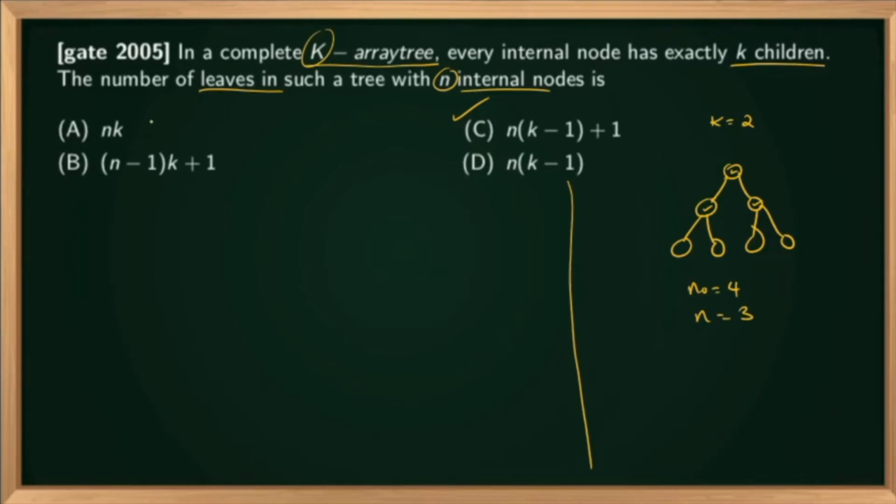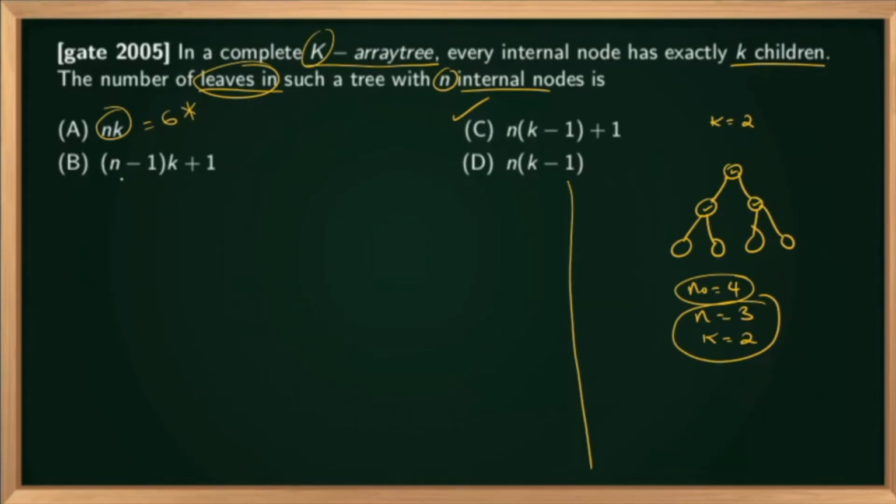Now we can see whether these equations are correct. We have to get the number of leaf nodes, which is 4. So we should get the answer 4 when we substitute n equal to 3 and k equal to 2. Here, if you substitute n equal to 3 and k equal to 2, we are getting 6. So this choice is wrong.